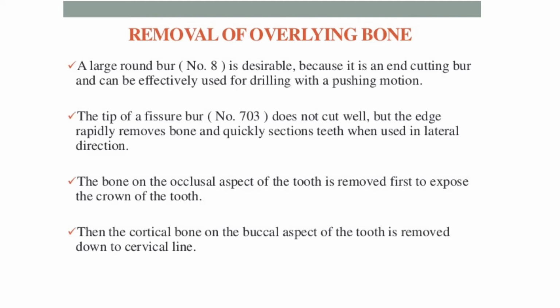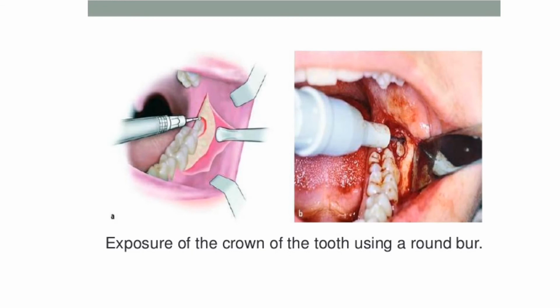The bone on the occlusal aspect of the tooth is removed first to expose the crown of the tooth. Then the cortical bone on the buccal aspect of the tooth is removed down to the cervical line. In this picture, we can appreciate that rose head burr is used to remove the bone covering the impacted crown of the tooth.